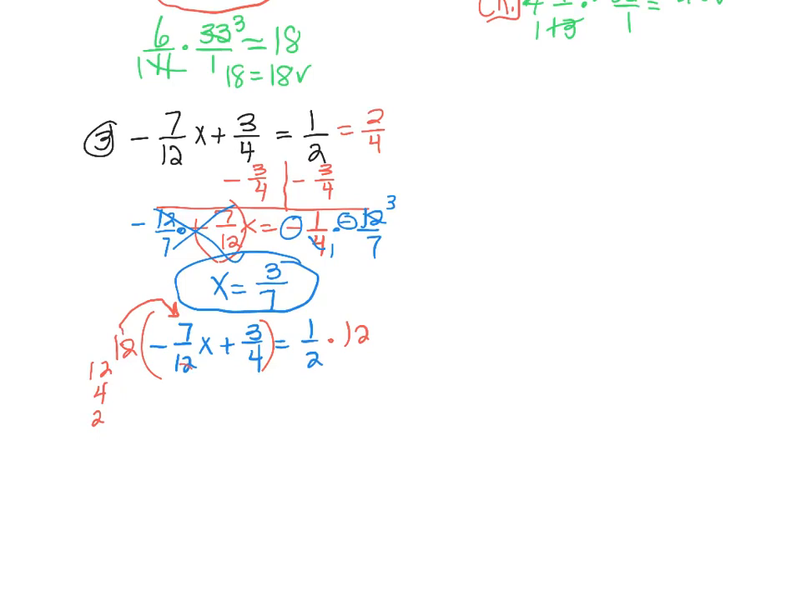1 times negative 7 would be negative 7x. Plus, I have to take 12 times this. That's going to cancel this 4 out, and this becomes a 3. 3 times 3 is 9, equals, now I have to multiply the other side. 12 over 1 times 1/2 is going to be 6. So now I'm going to subtract 9 on both sides.